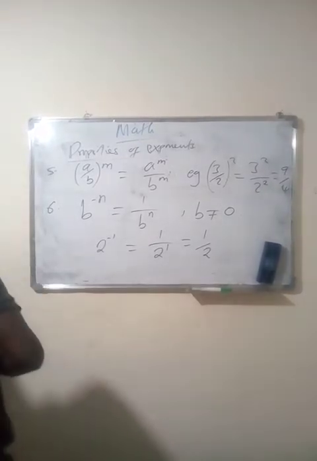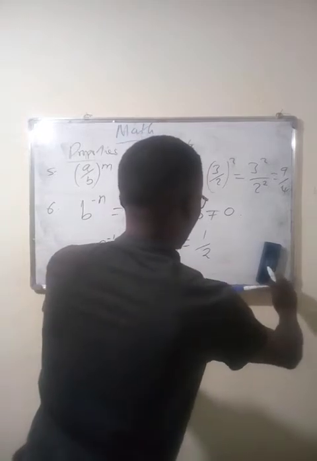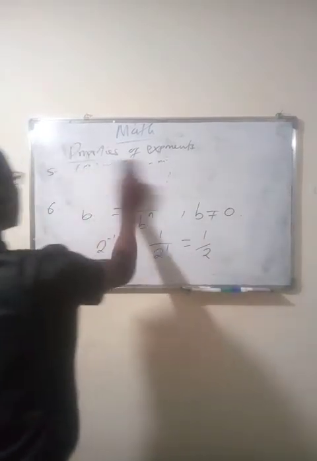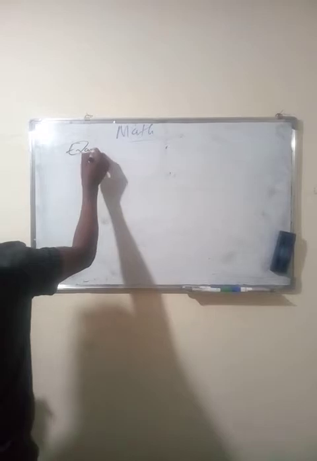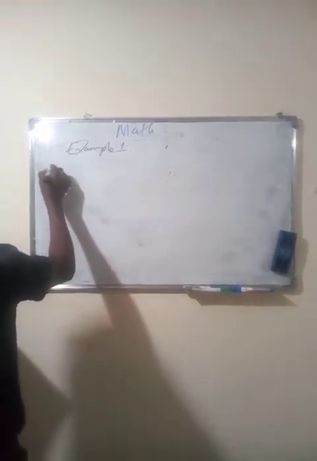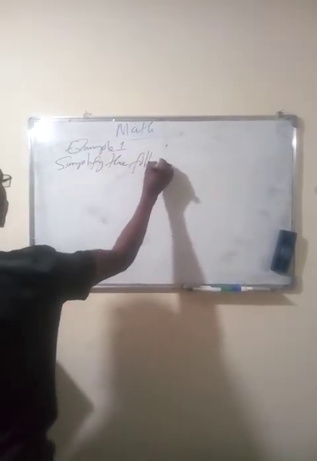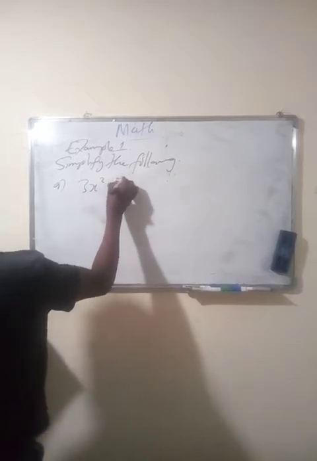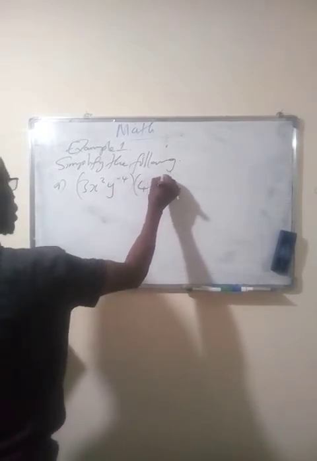Okay. Now, let's look at some examples. I want us to look at one or two examples on how we use these exponents to solve some questions. So let's say example 1. Simplify the following. Let's say A, we have 3x squared, y to the power negative 4, and then multiplied by 4x to the power negative 3, and then y, then B.